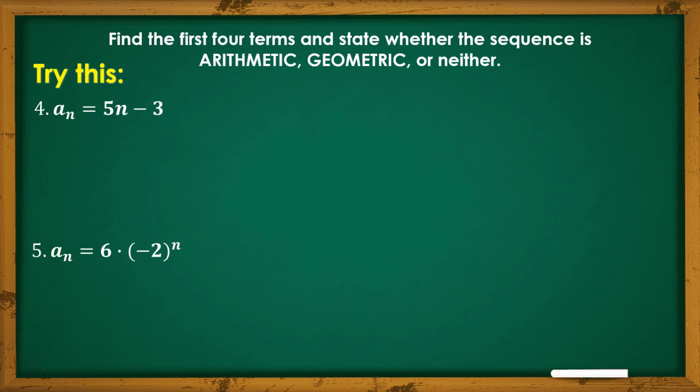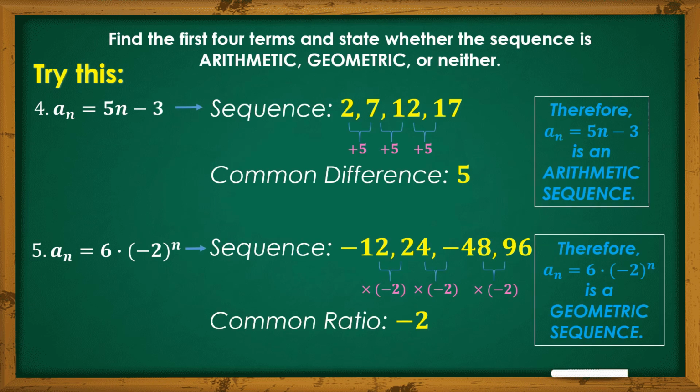Now, you try this. Number 4, a sub n equals 5n minus 3, and number 5, a sub n equals 6 times negative 2 raised to n. Did you get it? Very good. Number 4 is an arithmetic sequence with common difference 5. And number 5 is a geometric sequence with common ratio negative 2. Well done.